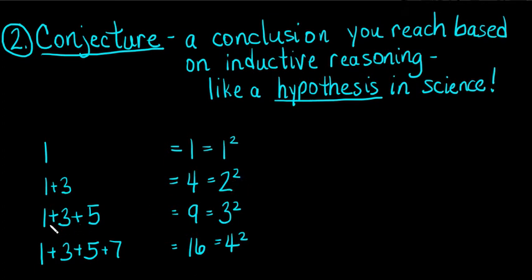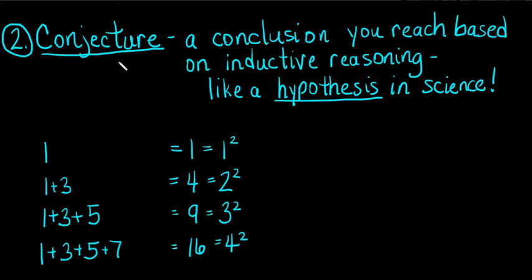1 plus 3 plus 5 equals 9. I have 3 add-ins right here, and 3 squared is 9. 1 plus 3 plus 5 plus 7 is 16. And I have 1, 2, 3, 4 add-ins. 4 squared is 16. So I'm going to make a conjecture using this inductive reasoning that I have looked at and investigated. I'm going to make a conclusion now.